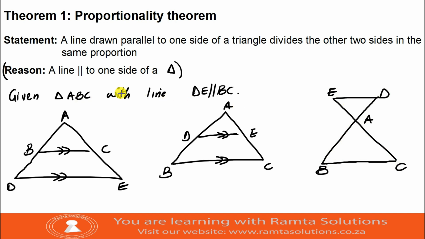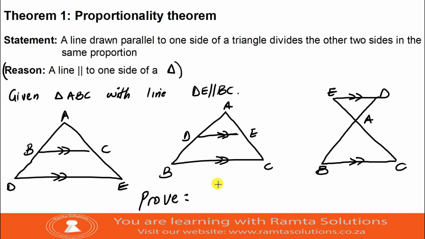Now, remember we have said DE is parallel to BC. This is DE, it's parallel to BC. So now note, the proportionality theorem or proportion theorem says a line drawn parallel to one side of a triangle divides the other two sides in the same proportion. We are going to see this. Remember, when you use this theorem, you can say line parallel to one side of a triangle.